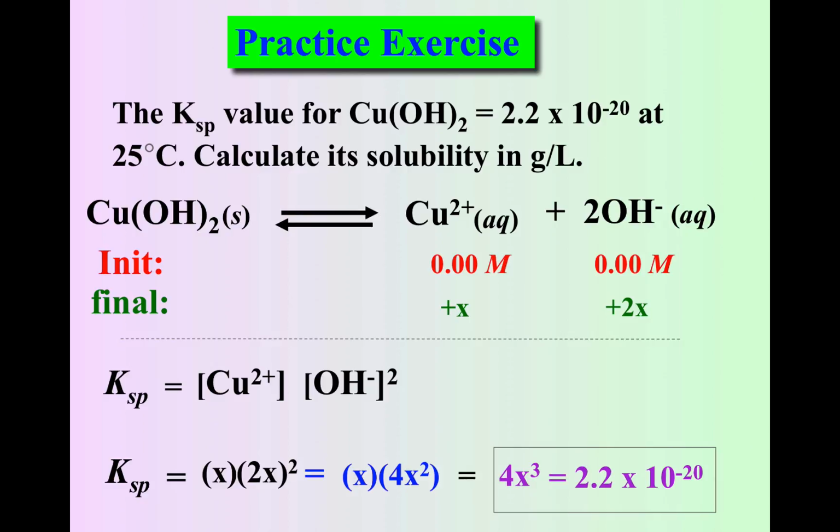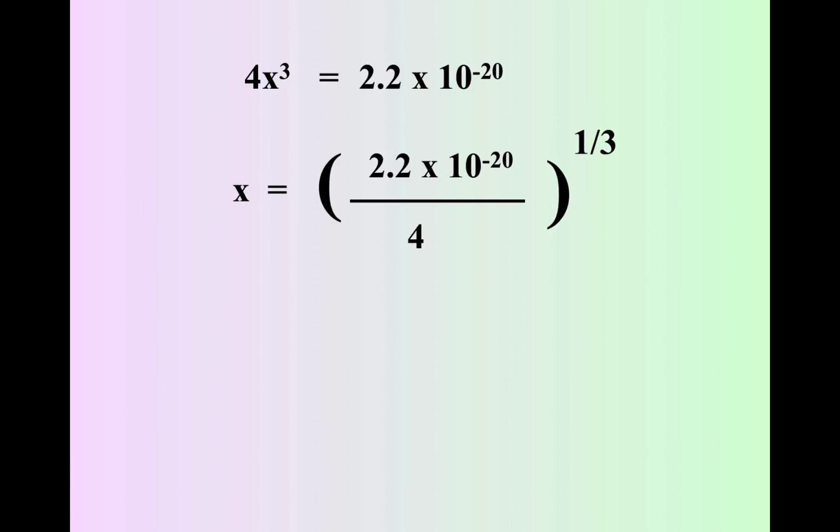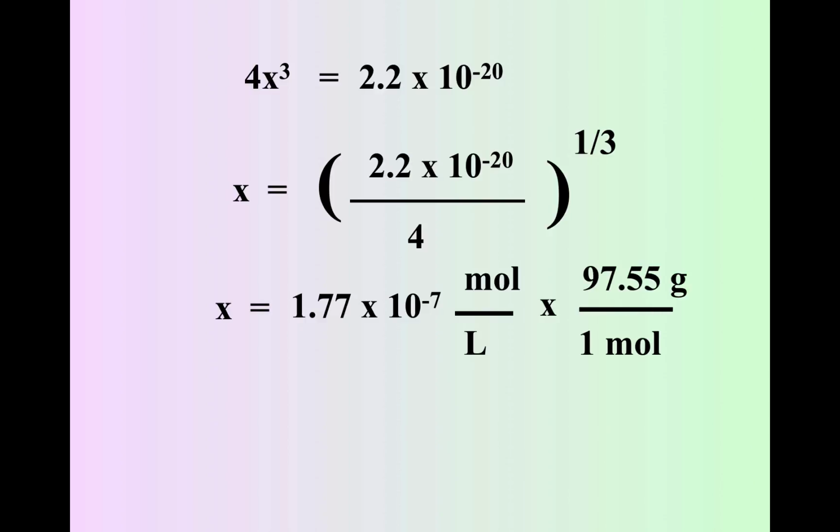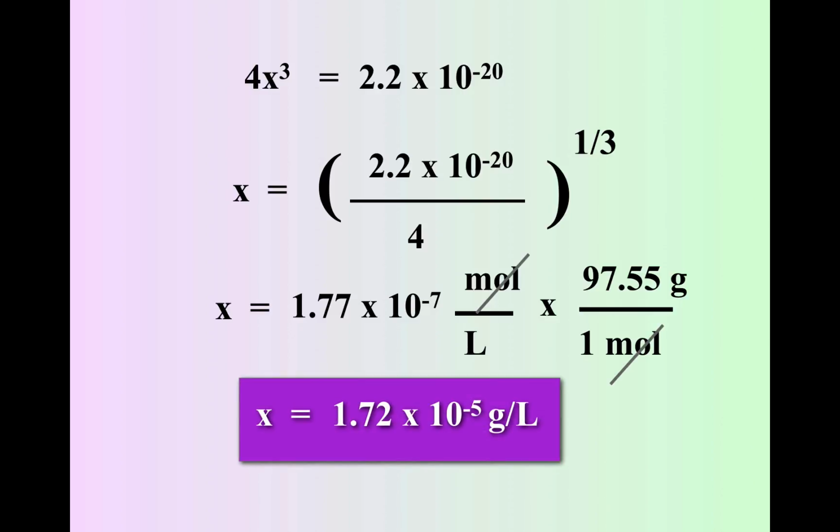So plug Ksp into this expression, right? 2.2 times 10 to the minus 20. Divide both sides by 4 and take the cube root, and that solves for X. Now, X represents the molar solubility, right? For every X amount that went in, we got X amount of copper ion. So they want it in grams per liter, so we just use the molar mass of copper hydroxide to convert to grams per liter. And we get what they wanted, the solubility of copper hydroxide in grams per liter.